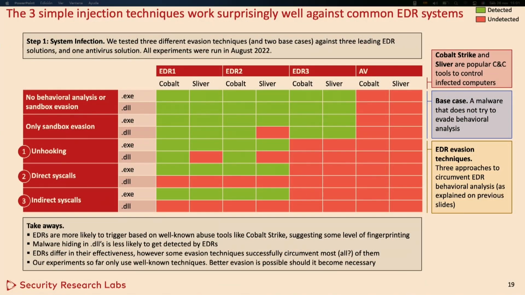Cobalt Strike is basically the benchmark for EDR vendors to test how well they are performing, and it is a command and control that has been used and abused by threat actors for many years. Sliver, on the other hand, is an open source framework, also a command and control, and is gaining popularity recently, but it's still not as popular as Cobalt Strike.